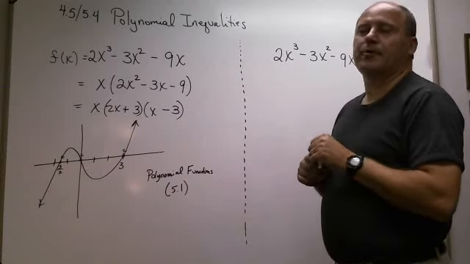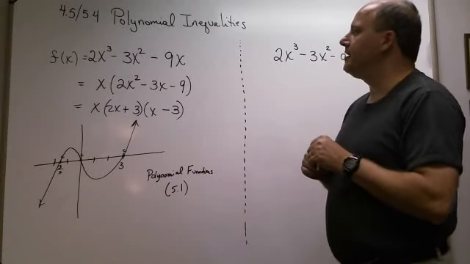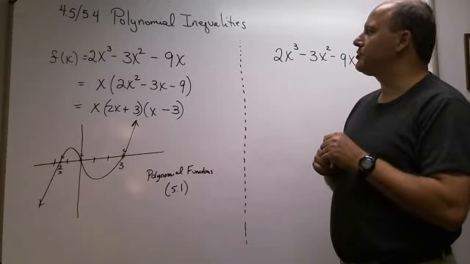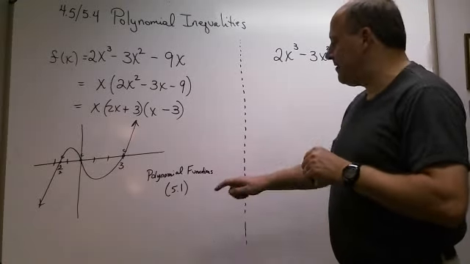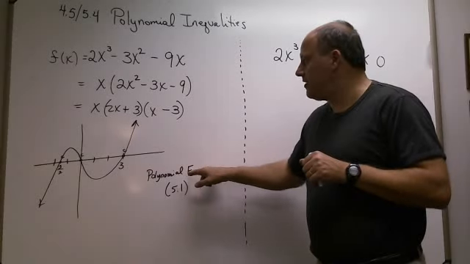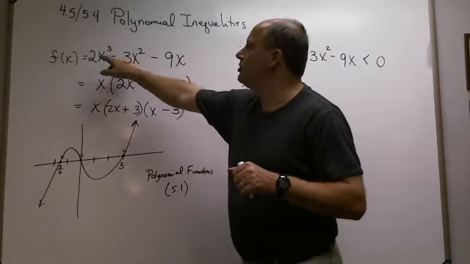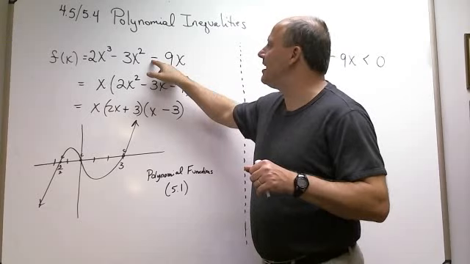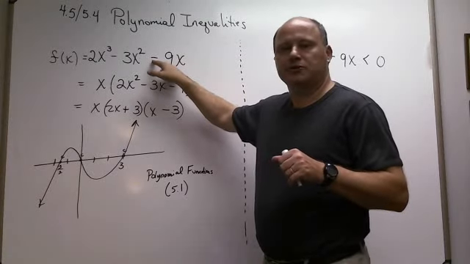Hi, this is the second part of my inequalities. It's 2x to the third minus 3x squared minus 9x. Now, back in 5.1, this is where polynomial functions were talked about. And so if you begin with the function 2x to the third minus 3x squared minus 9x, we were supposed to be able to graph this.